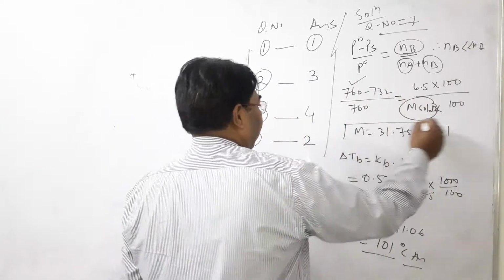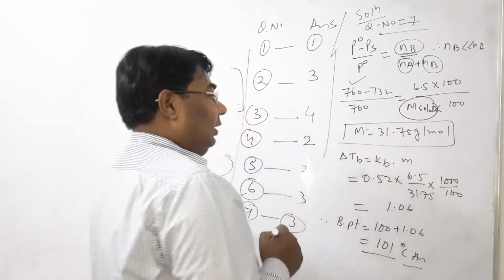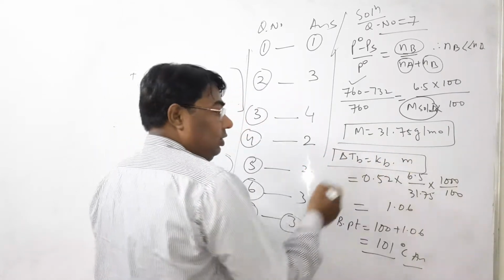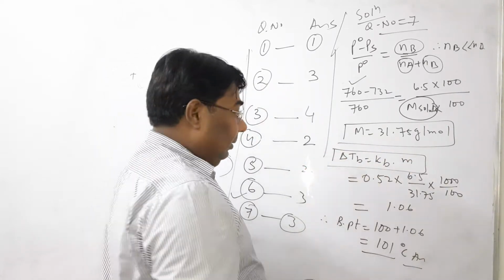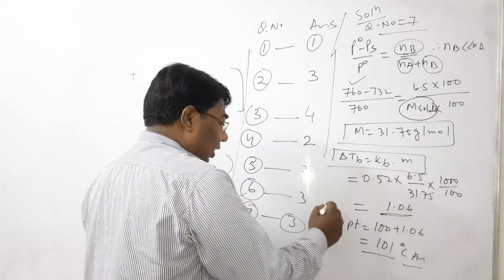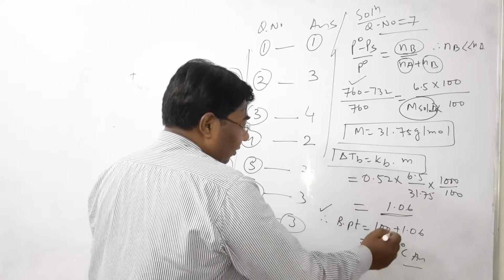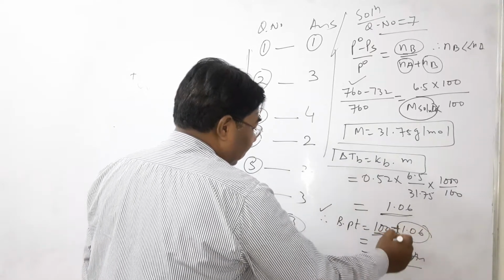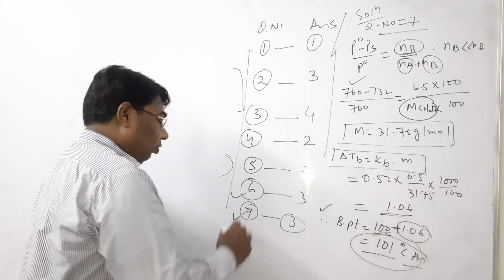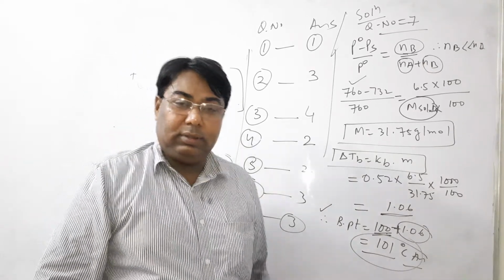Then after calculating, you find M is equal to 31.75, and then you put in this delta Tb is equal to, all of you know, Kb into small m. So after putting, the value is 1.06. So the boiling point is equal to the boiling point of water plus elevation in boiling point, which equals 101 degrees C. Therefore, for 7, option number 3 is correct.